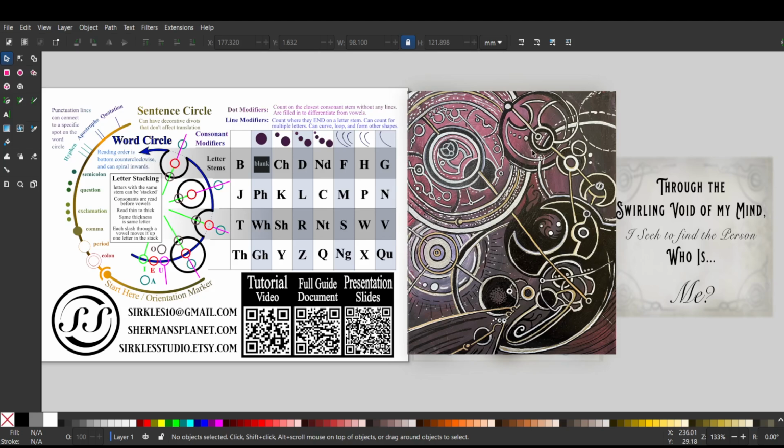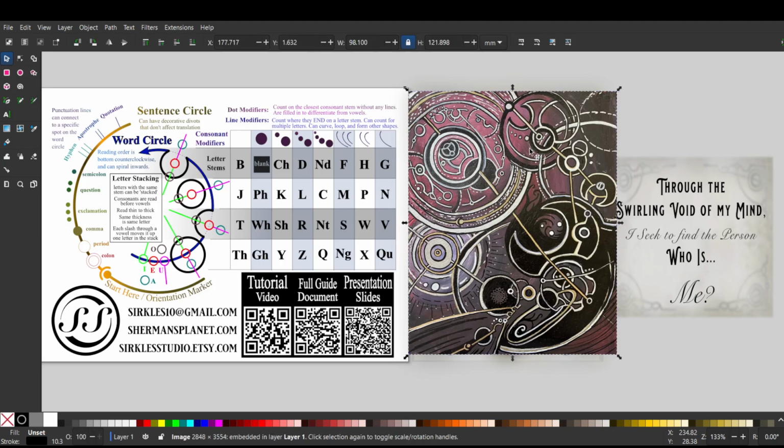But also, through the swirling void of my mind, I seek to find the person who is me. I think a lot of people do have questions and confusion, and part of their life is trying to figure out who they are, what their thoughts are, what to do about them, who is me. My mind is a mess of swirling chaos of emotions and things and stuff.